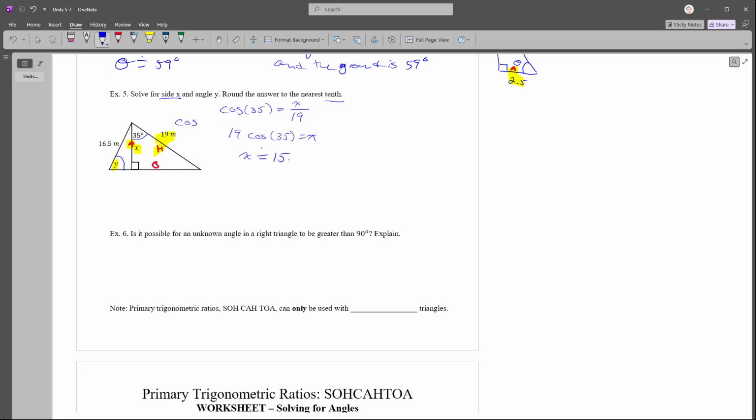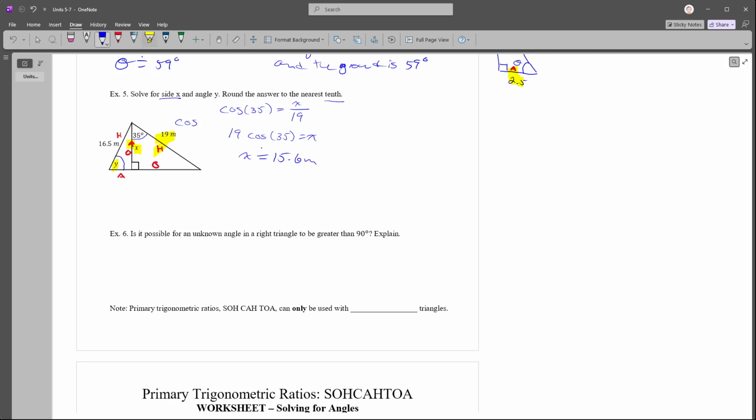So 15.6 meters. So now that I know the value of x, that means I have 2 sides for this triangle. So I can now calculate for the angle y. So again, I need to label it in terms of reference. In this case, the x is now the opposite side. And below here is the adjacent. And we have the hypotenuse up here as usual.